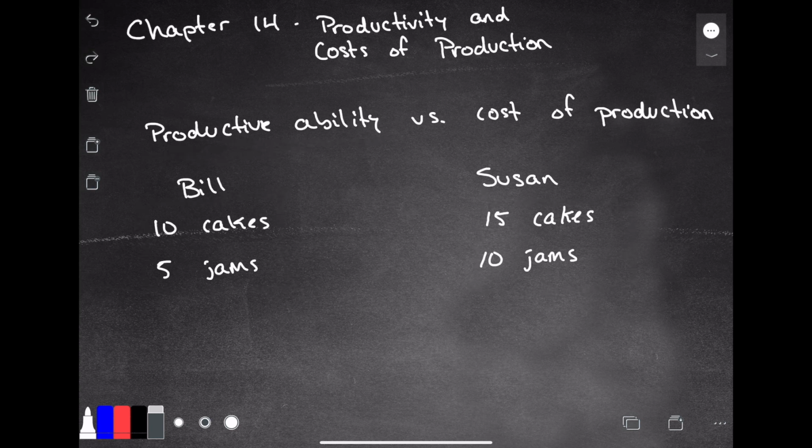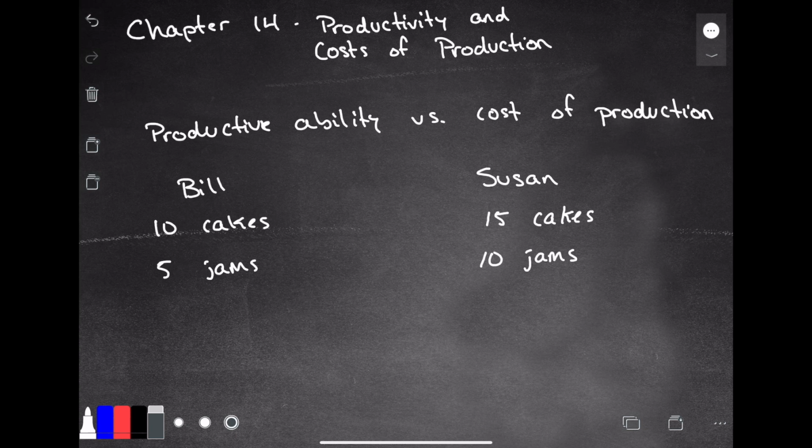Okay, so let's back up. Now, costs, if you recall from way back several videos ago, all deal with what we give up in order to do something. Remember, all costs are opportunity costs. And so the cost of making a cake in this example would be the jam that is not actually produced. So if we have Bill making his 10 cakes, then he gives up making 5 jams.